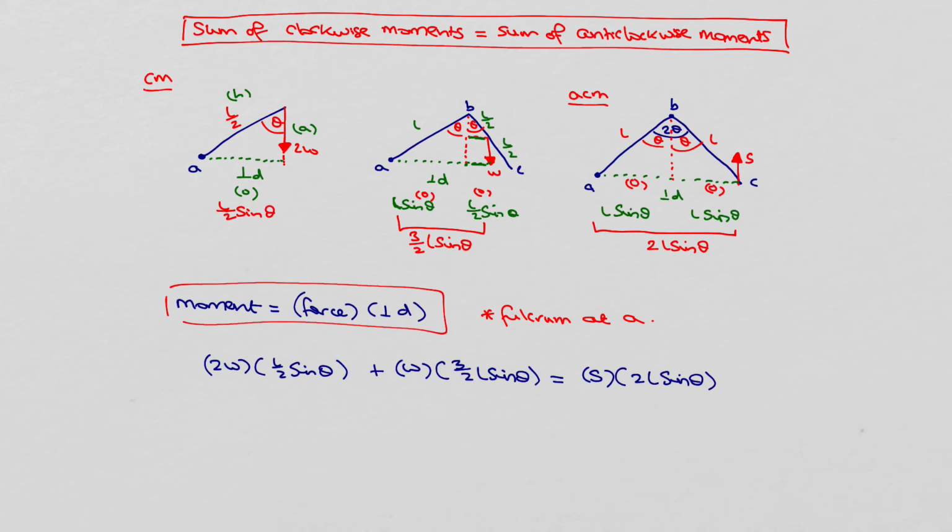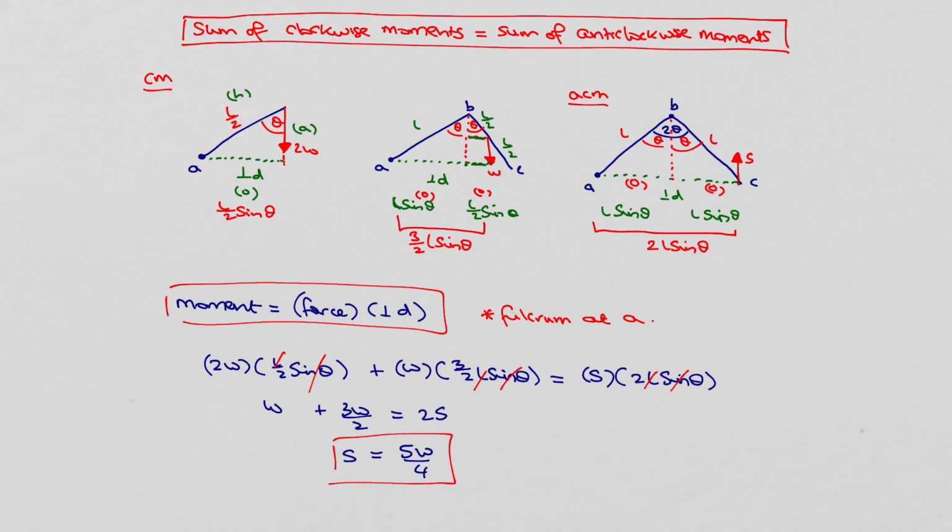So anything common across there? Well, I can see I can divide across by L, L and L. I can divide across by sine, sine and sine. And then that leaves me with 2W times 1 over 2, which is just W. And then I have W times 3 over 2, so that's 3W over 2. And then that must equal 2S. So in other words, S, if I divide across by 2 there, is equal to 5W over 4.